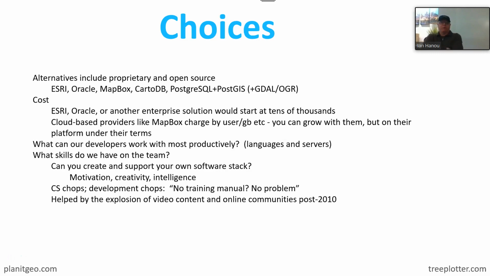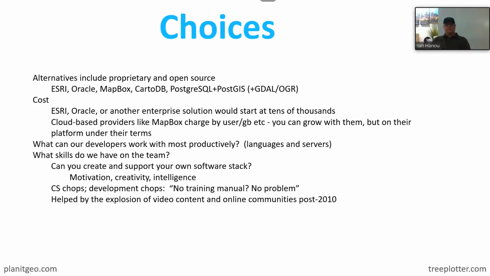Again, this is about 2014. Mapbox was really rolling along full steam at the time. You had CartoDB, Oracle has a geospatial solution. Looking at all of them, and then of course there was the open source stack, Postgres and PostGIS, which are still out there. When we looked at the cost, Esri, Oracle, and others would start at tens of thousands, even for the basic server.